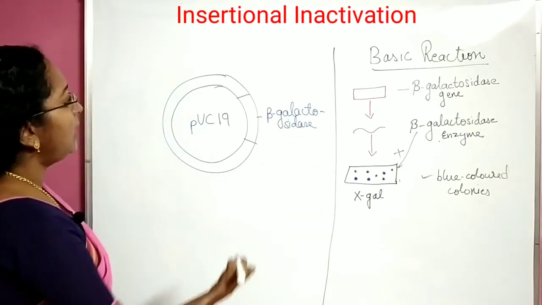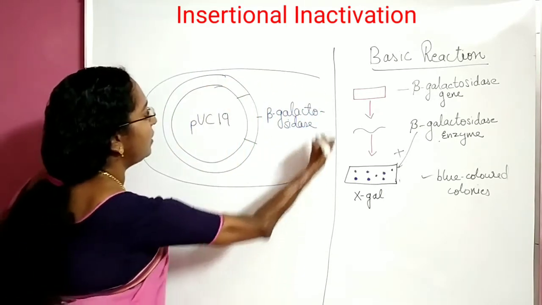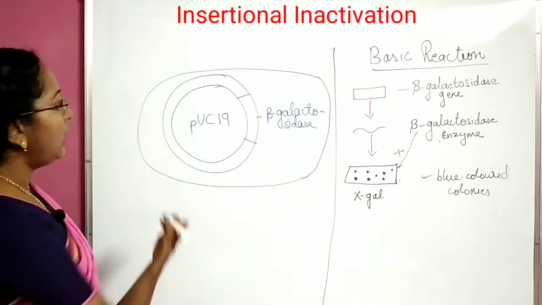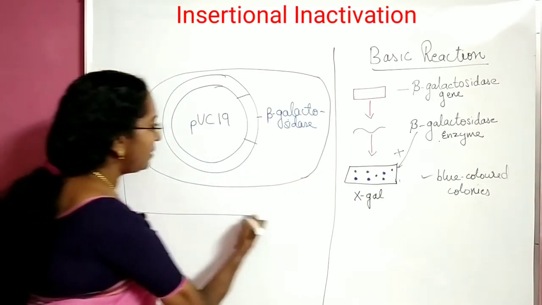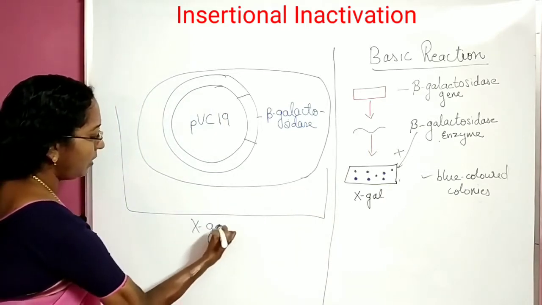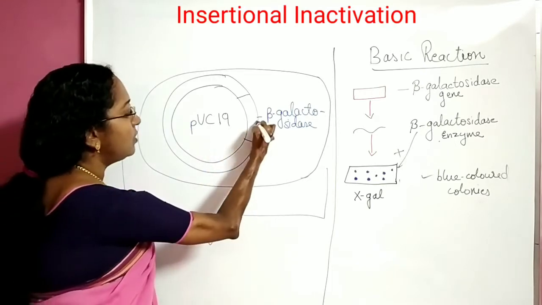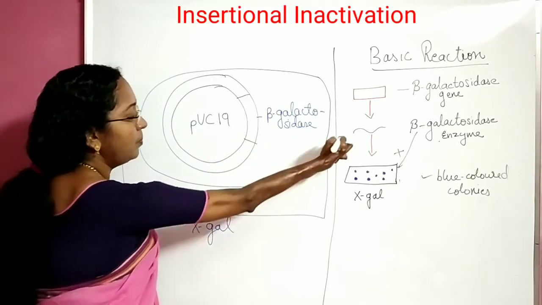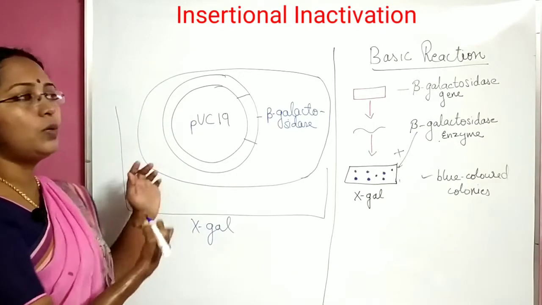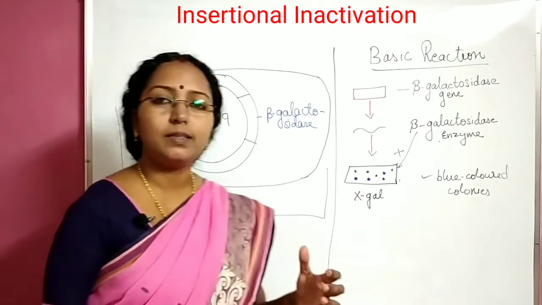Okay, and I am inserting this particular plasmid inside a bacterial cell and I am plating this bacterial cell in a medium X-gal. So naturally this gene will produce the enzyme and the enzyme will react with X-gal and I will get blue colored colonies.